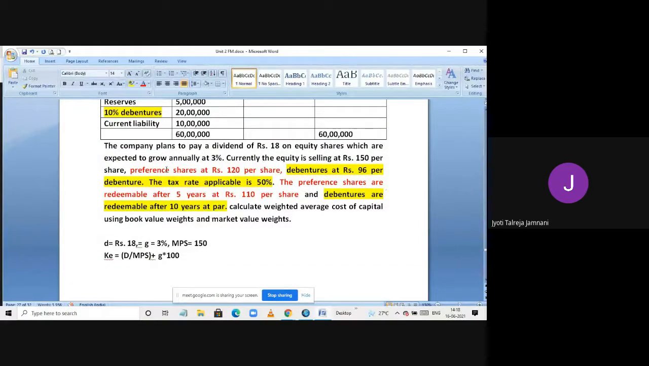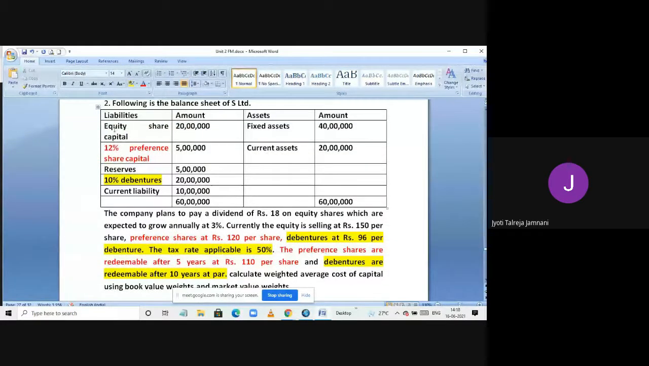Everything that I've highlighted in red is about preference, everything in yellow was about debt, which I have used, and the thing which I have not highlighted was about equity. Now here, in the balance sheet, equity is there, we have found the cost of equity. Preference, we have found the cost of preference. Debentures also, we have found the cost of debentures.